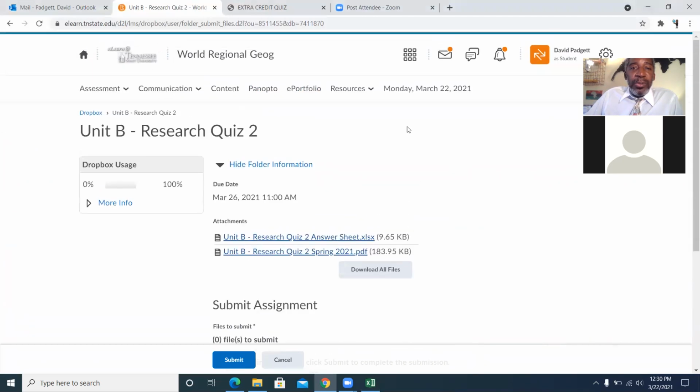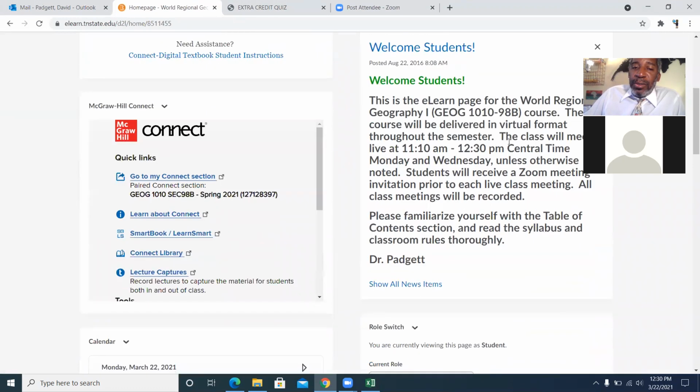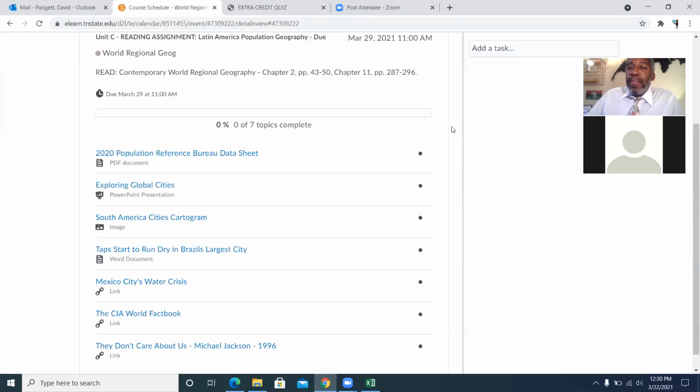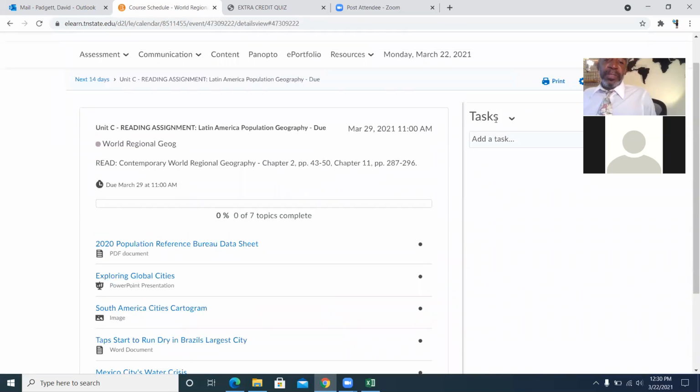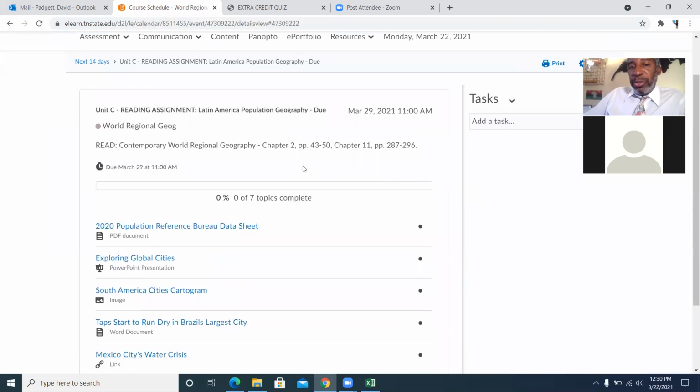Okay, so that brings us to our next objective for the day, and that is to introduce you to Unit C, Latin America Population Geography, which is covered with these various reading assignments. You should take a look at Chapter 2, pages 43 to 50, in reference to today's lecture, and you should also explore Chapter 11, pages 287 to 296, and you will see some common vocabulary that will be discussed over the next couple of days.